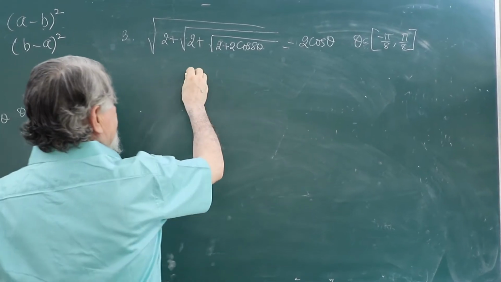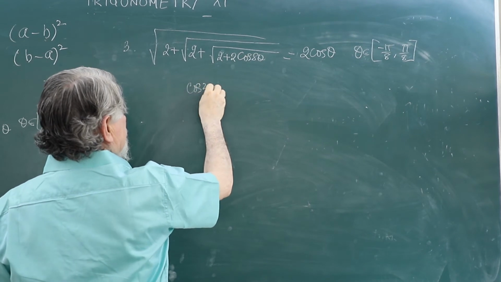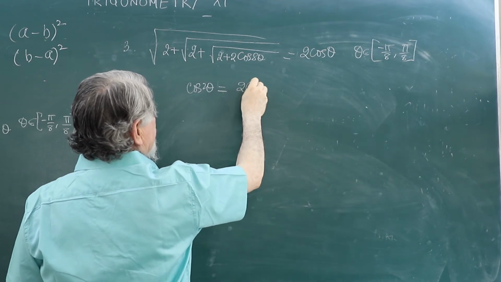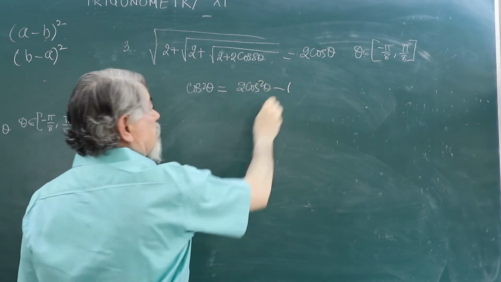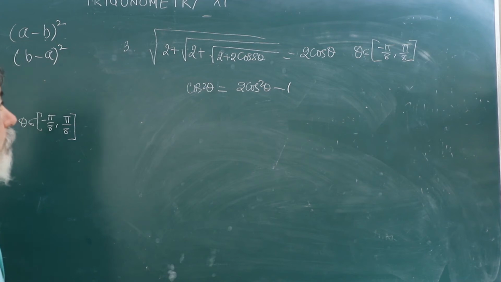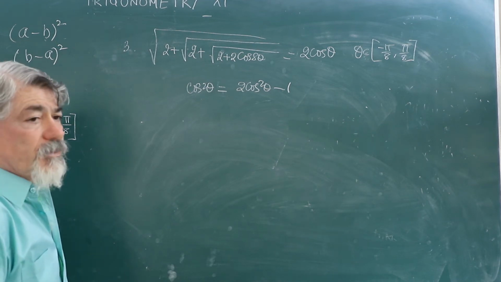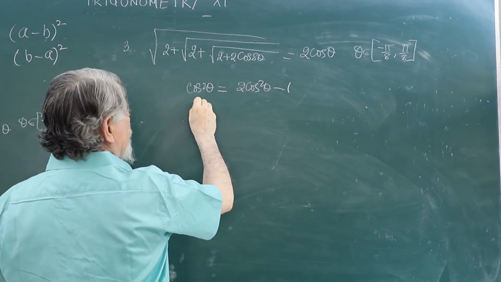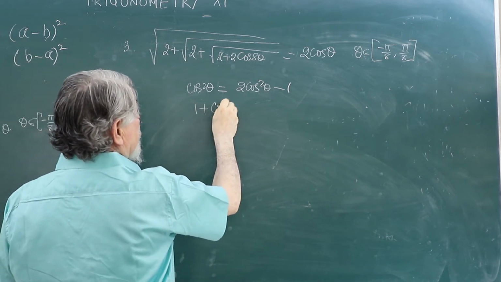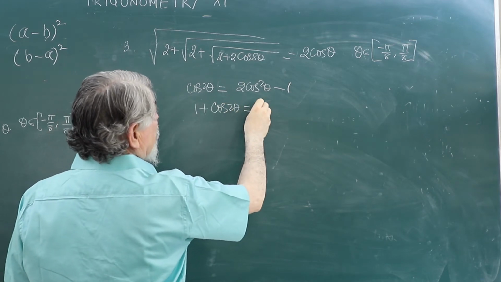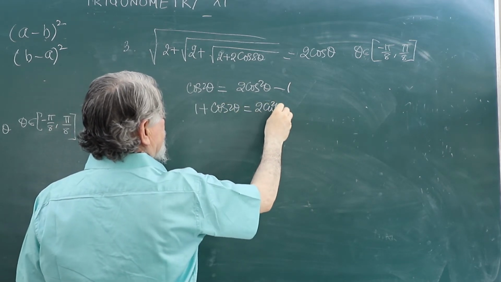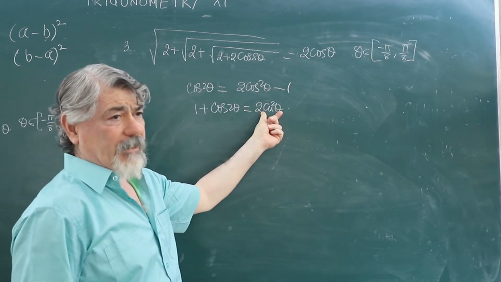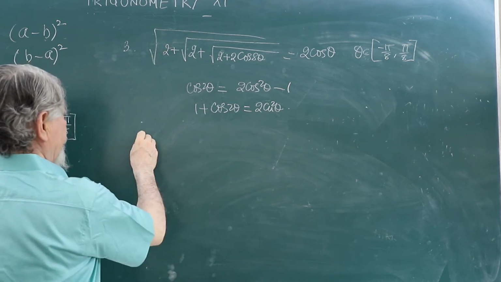We know cos 2 theta is 2 cos square theta minus 1. This formula we have done just now. Or I can write 1 plus cos 2 theta will be equal to 2 cos square theta. Here cos 2 theta is there, then half of the angle comes here. Now let us begin from here.